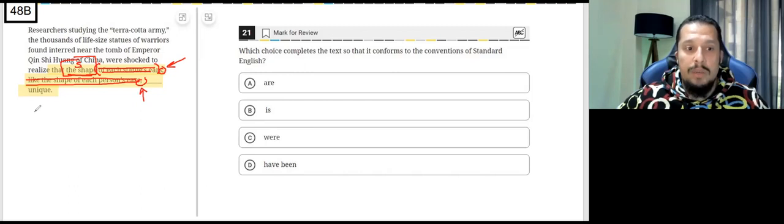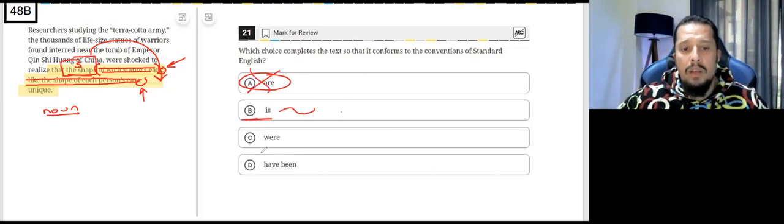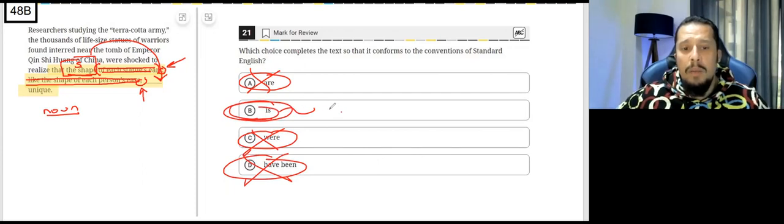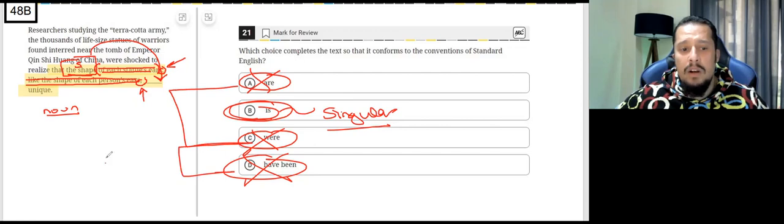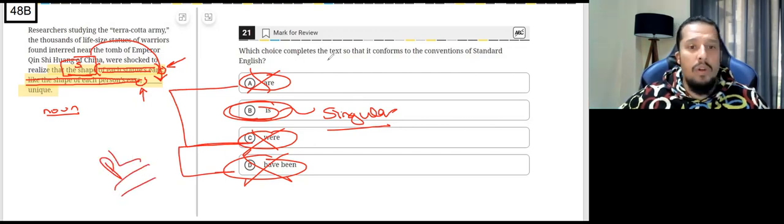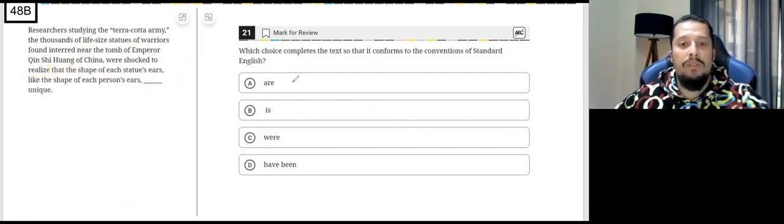It's the subject. And the subject can only be a noun, right? So the shape, okay, are, no. Is, maybe. Were, no. Have been, no. So it's answer B. Why? B is the only singular verb. A, C, and D are all plural. So the agreement here is off.